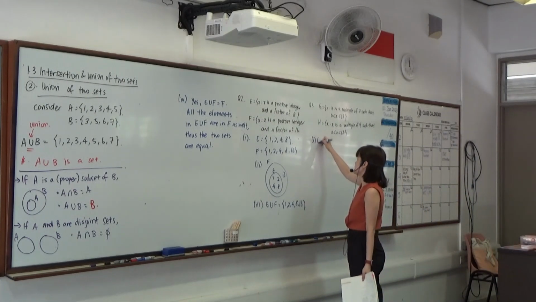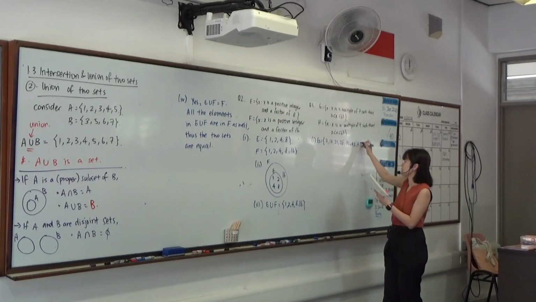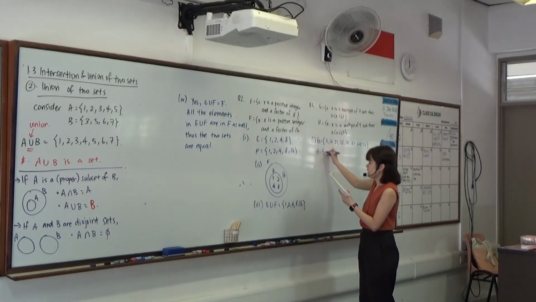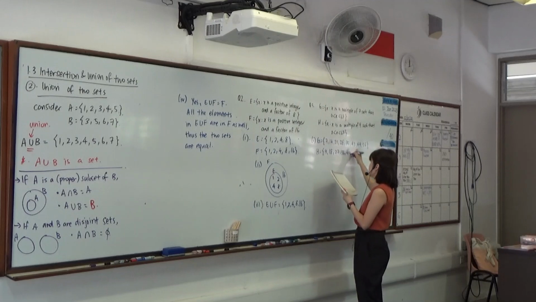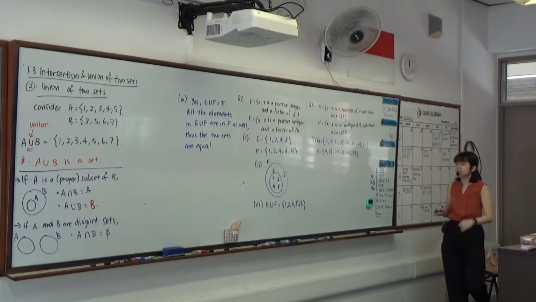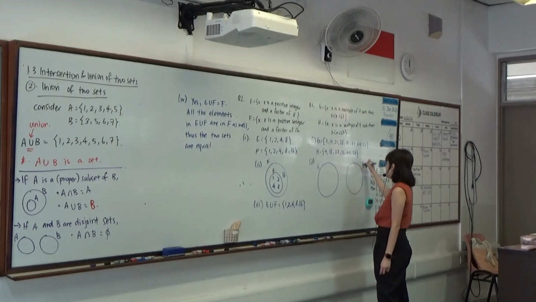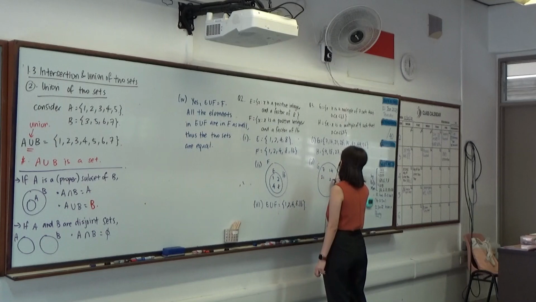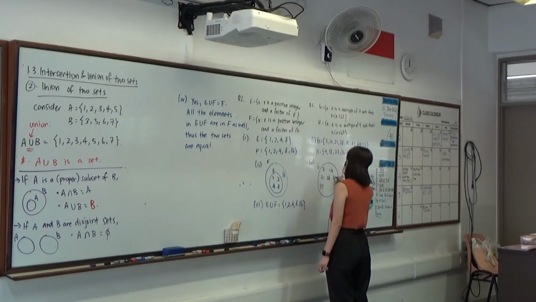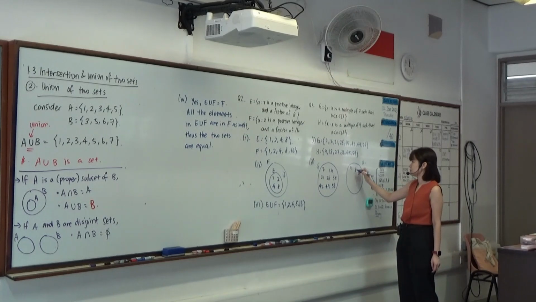Elements for part I, for the set G, that will be 7, 14, 21, 28, 35, 42, 49, and 56. And for H, okay, this will be the elements. Then to draw the Venn diagram, they will be disjoint. Due to the large number of elements, you may want to draw your sets bigger. And then for the set H, okay, this will be the elements.